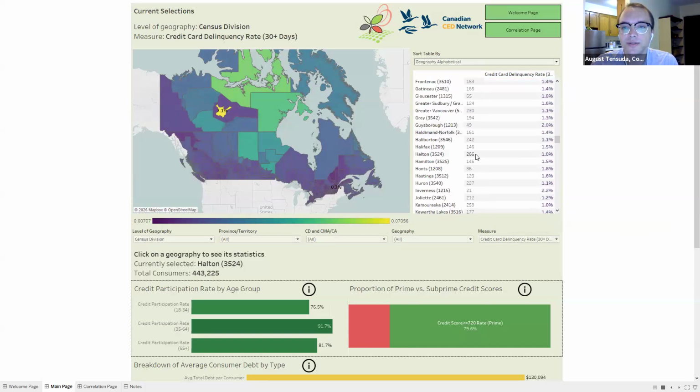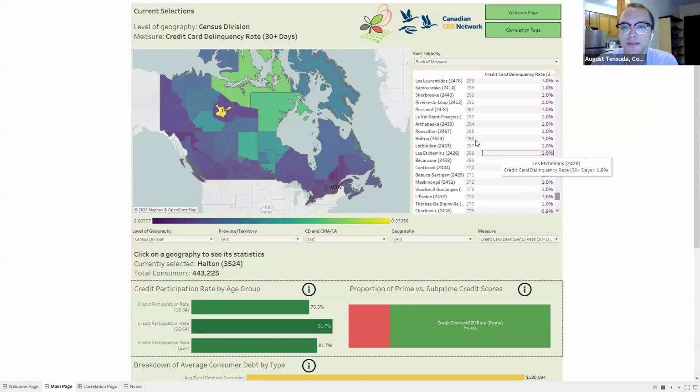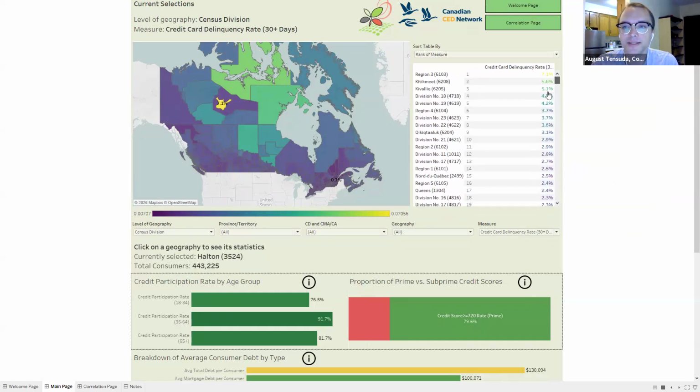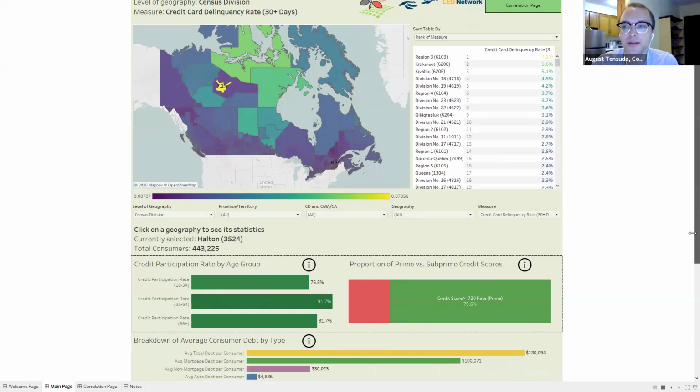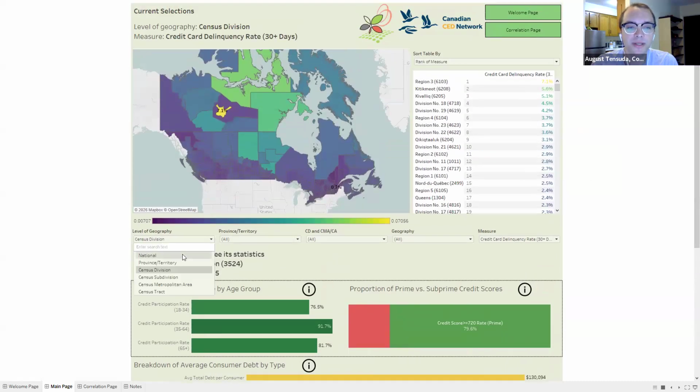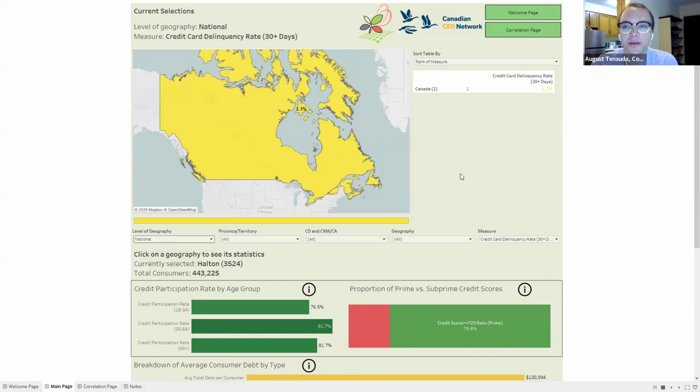Scroll. Halton 266. So if we remember, that was out of, I believe, 293. So 266. It's quite low for credit card delinquency rate at 1%. And then you can also do things like, we keep that number in our mind, the 1%, we can look at the national average as well, right? So we can switch this level of geography to national. And then we see the national is 1.3% for credit card delinquency rate. So Halton's doing 0.3% underneath the national, which is good.